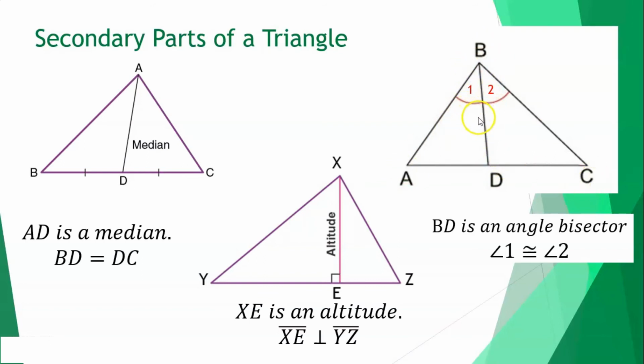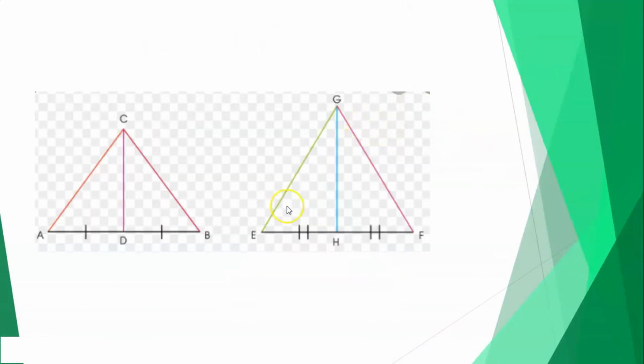So it will follow that angle 1 is congruent to angle 2. Take note, these two angles, angle 1 and angle 2, are congruent, but it will not follow that AD is also congruent to DC. So take note of that. Okay, so let's have these different properties here.